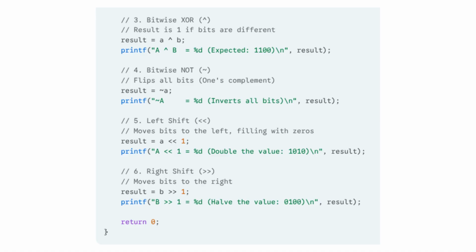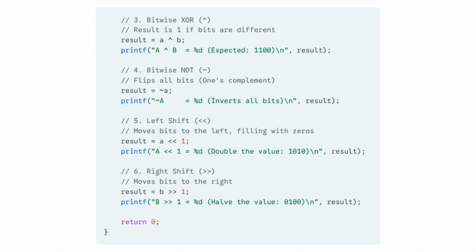Now look at the next one, the bitwise NOT operator, written as a tilde symbol, ~. The comment says flips all bits, one's complement. This operator is a little different from the others because it works on just one number, not two. What it does is simple. It flips every bit. All the ones become zeros, and all the zeros become ones. That's why the output message says inverts all bits. This is also known as one's complement in programming.